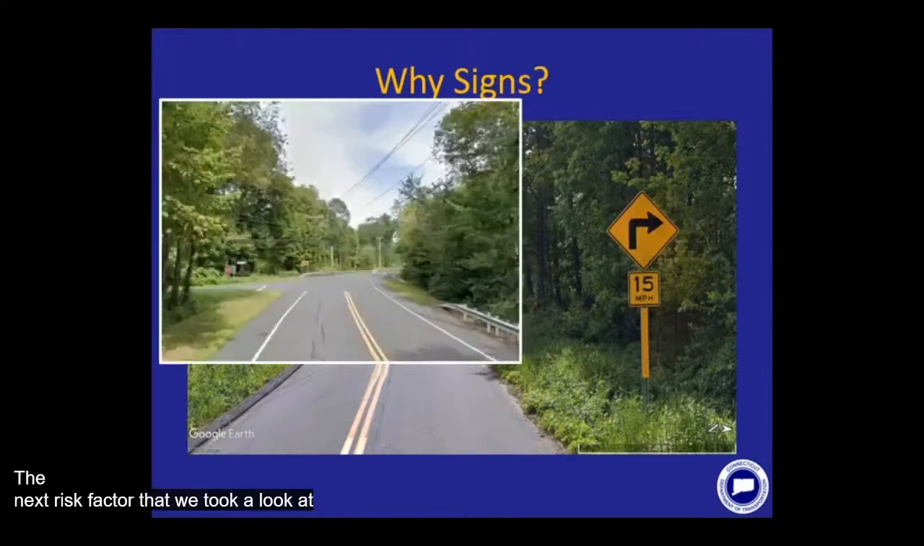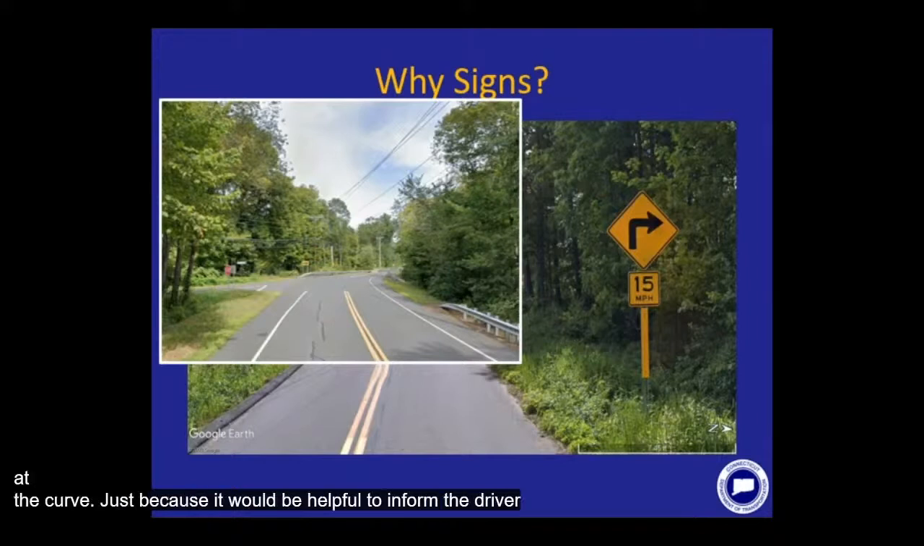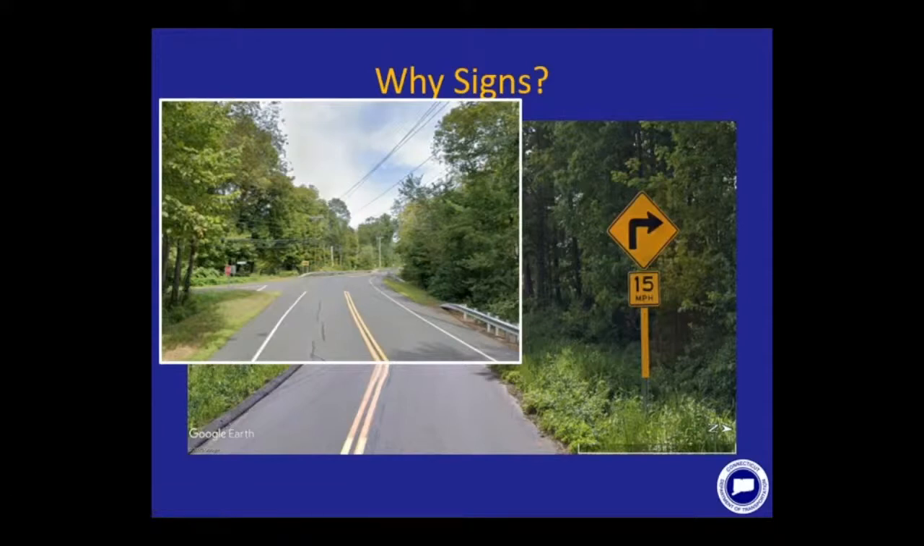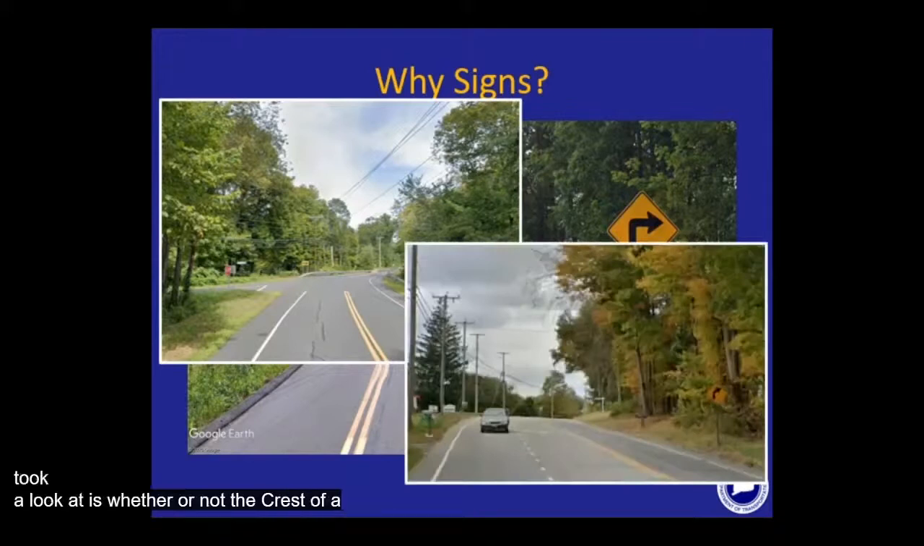The next risk factor that we took a look at is whether or not there's a presence of an intersection at the curve, just because it would be helpful to inform the driver to be watchful for any potential vehicles turning into or out from a side street. And then the last risk factor that we took a look at is whether or not the crest of a hill is present, so that we inform drivers in advance that there is a turn in the road that they cannot see because of the crest of that curve.